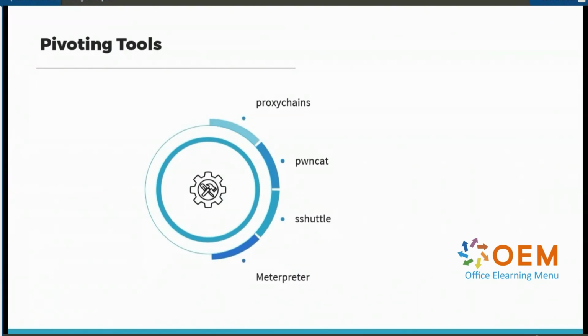Meterpreter, part of the Metasploit framework, is a powerful post-exploitation tool that provides advanced pivoting functionalities. Once deployed on a compromised system, Meterpreter allows attackers to execute commands, upload/download files, create tunnels, and interact with the target environment.